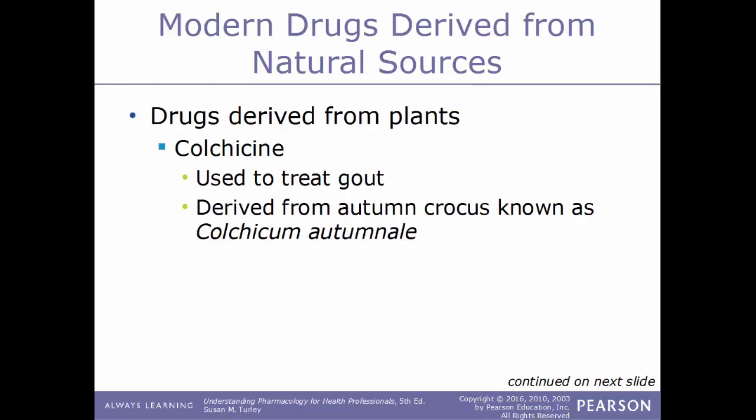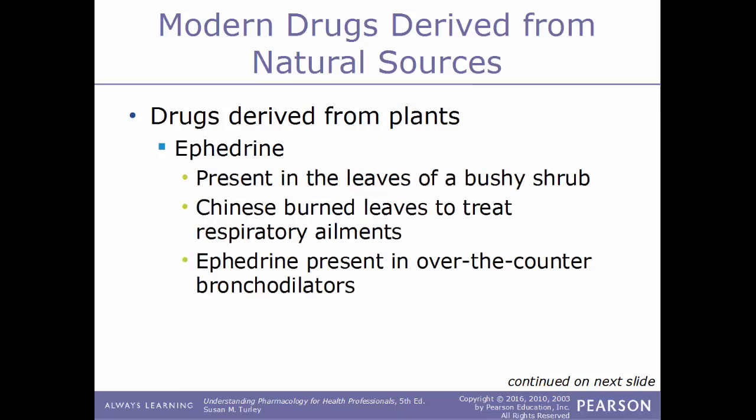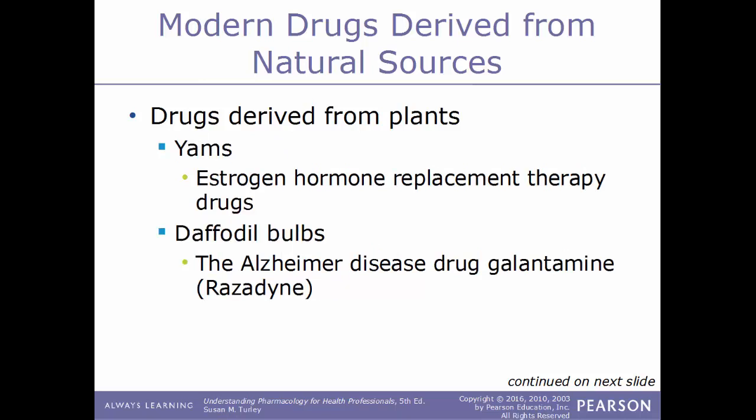Another example of a drug that's derived from a plant, colchicine, is a drug that's used to treat gout. And this drug is derived from the plant, the autumn crocus. Another example of a drug derived from a plant is the drug ephedrine. The Chinese use this shrub to help treat respiratory ailments. And ephedrine is what's found in common over-the-counter drugs such as bronchodilators. Yams, this is used as a source of estrogen hormone replacement therapy. Daffodil bulbs, this is where the drug galantamine, which helps treat Alzheimer's, is derived from.